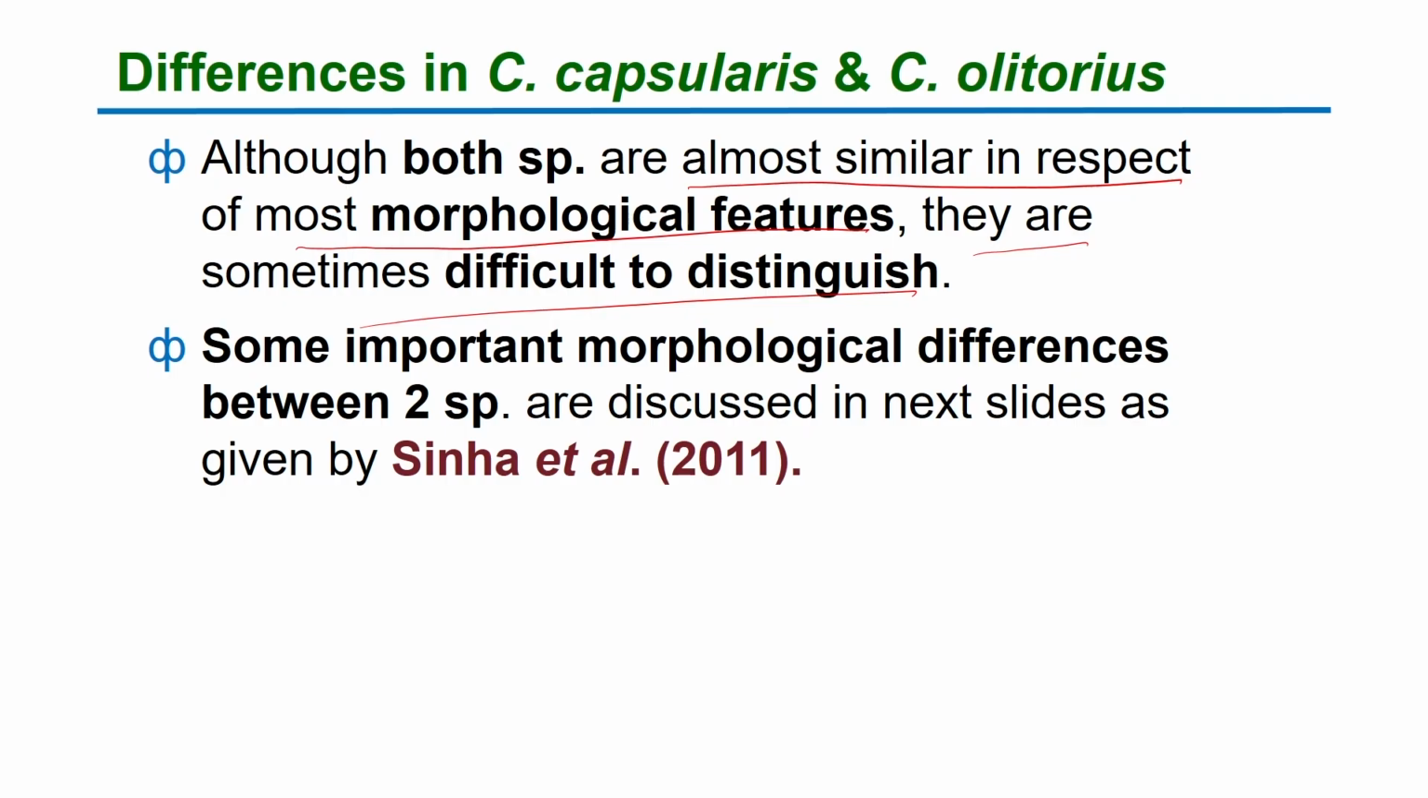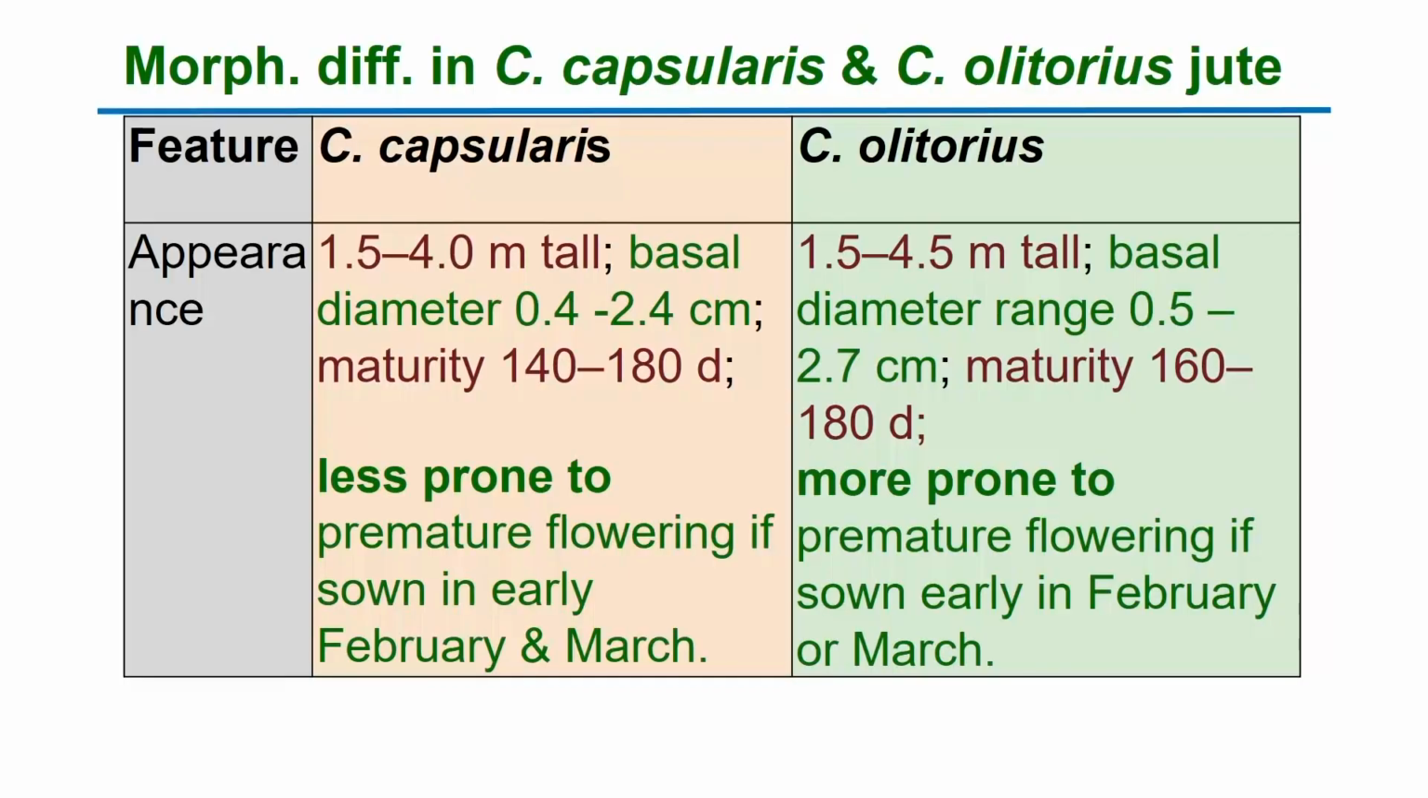However, some important morphological differences between the two species are discussed in the next slides, as given by Sinha and co-workers, 2011. So let us check what are the major differences in the two jute species. Number one column is the feature or characteristic. Number two column is Corchorus capsularis, or white jute, and on the right side column you see Corchorus olitorius, which is your Tossa jute, and this is your white jute.